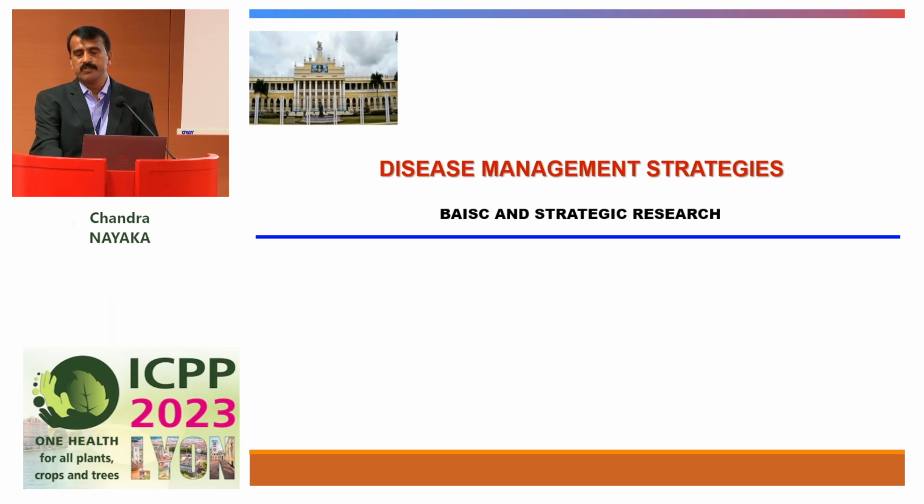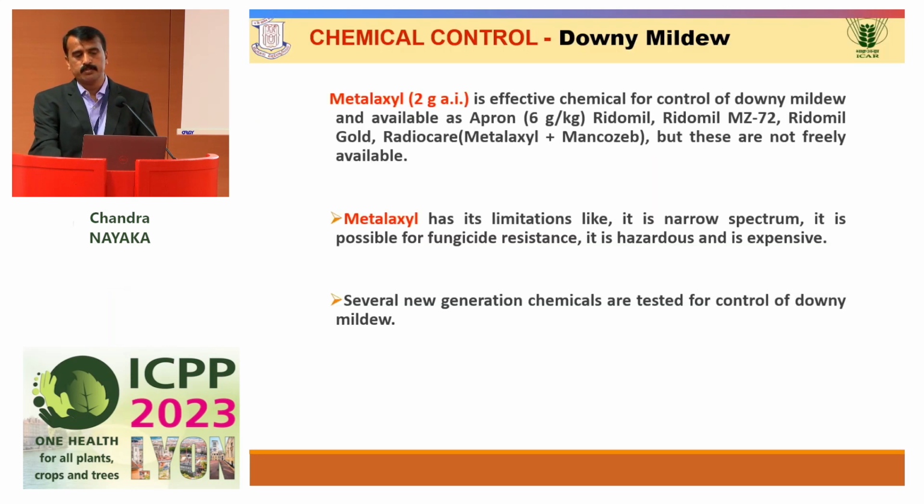Apart from that, we are mainly working on disease management strategies. Till now we are using metalaxyl as a seed treatment, and metalaxyl is a carcinogenic compound. It is considered in the E group category of carcinogenic compounds, but we have no alternative for management of downy mildew disease. So in India, and especially in Asia and Africa, we are still looking for an alternative to metalaxyl.